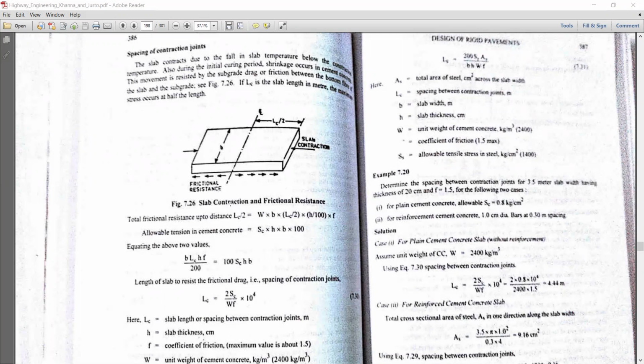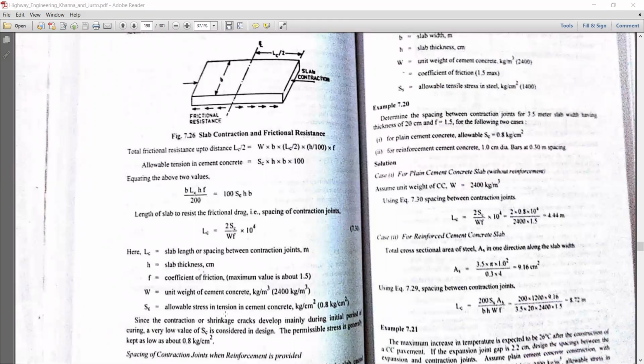What we consider is total wheel load, width of the road, that is B, and LC by 2, thickness of the concrete pavement, and coefficient of friction. And allowable tension in cement concrete is SC into H into B into 100. SC is the allowable stress in tension in cement concrete. By equating total frictional resistance and total allowable tension in cement concrete pavement, we have formed the equation. Based on this analysis, you remember this formula.